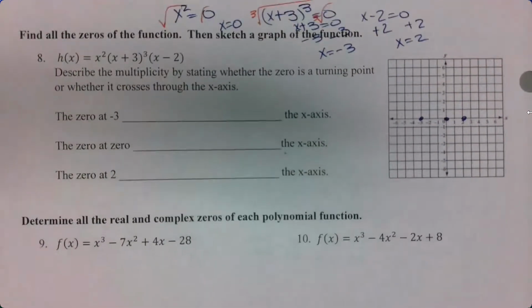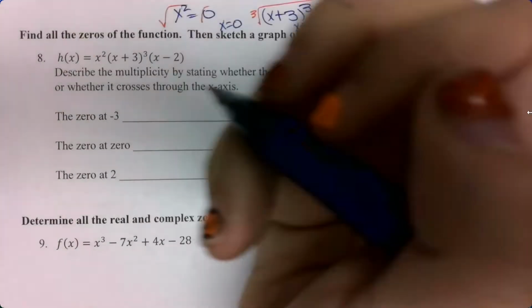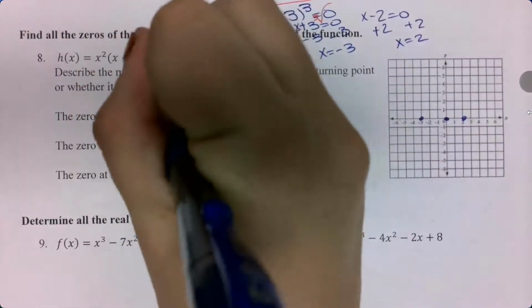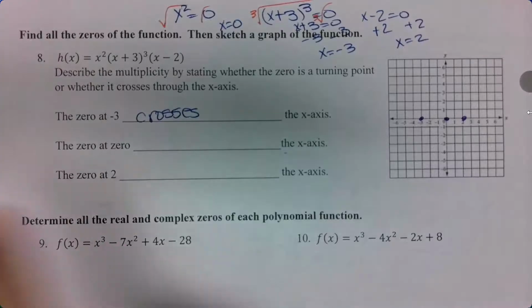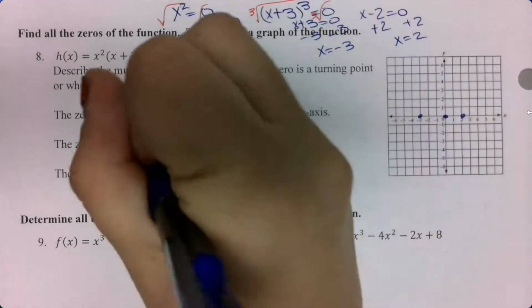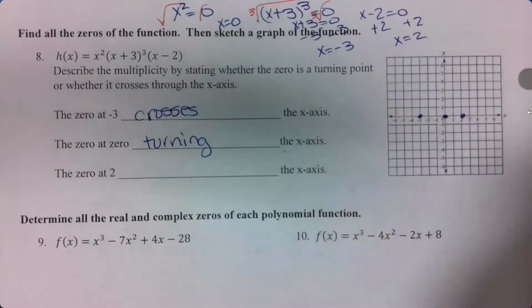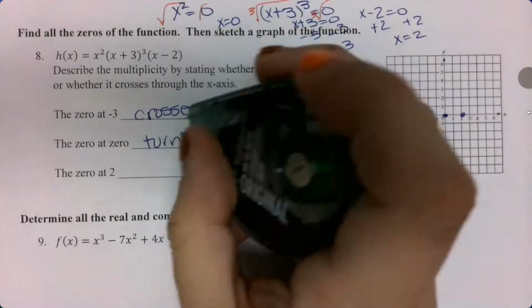The zero at -3, because it has an odd multiplicity, crosses through the x-axis. It only bounces for evens. The zero at 0 bounces, or is a turning point. Oh, I should have said turns, not turning.